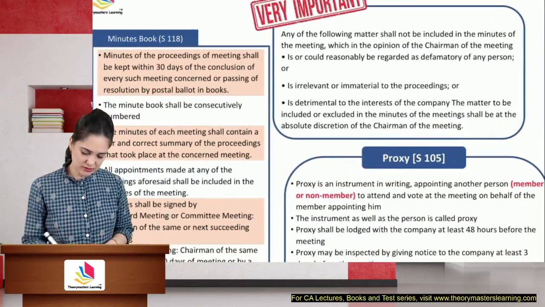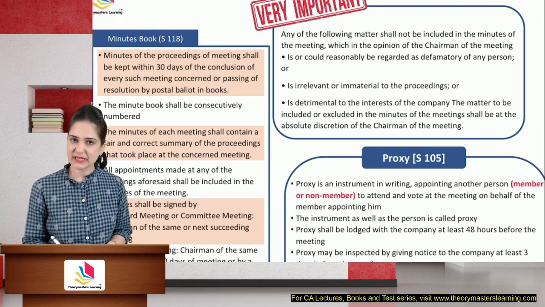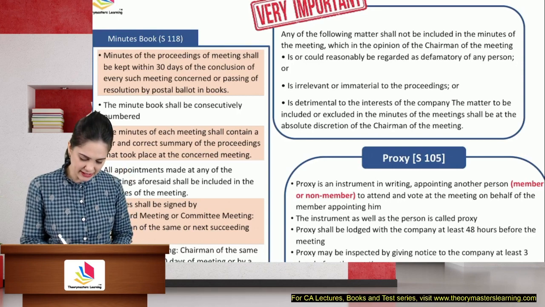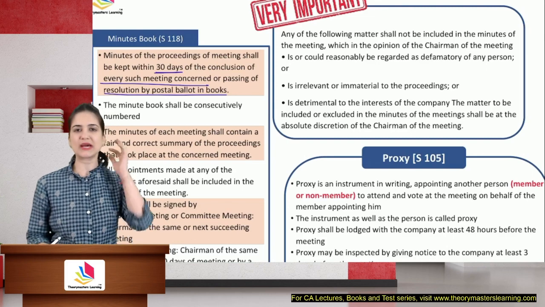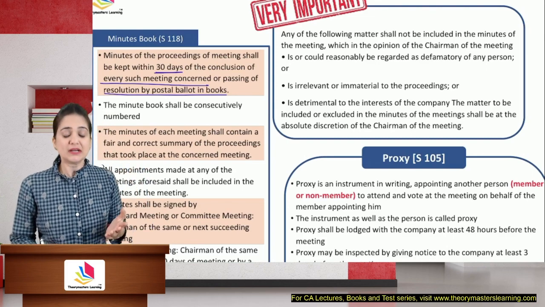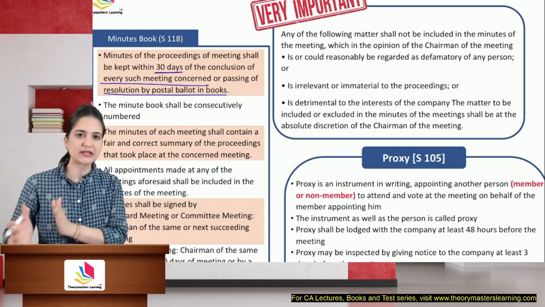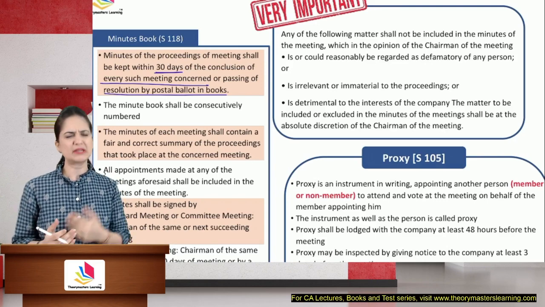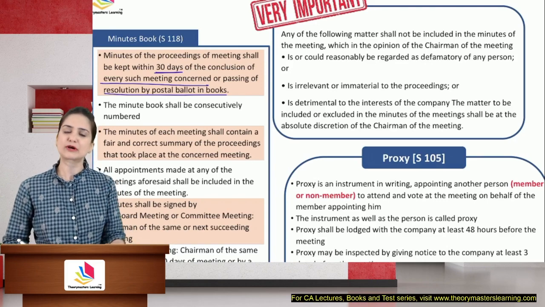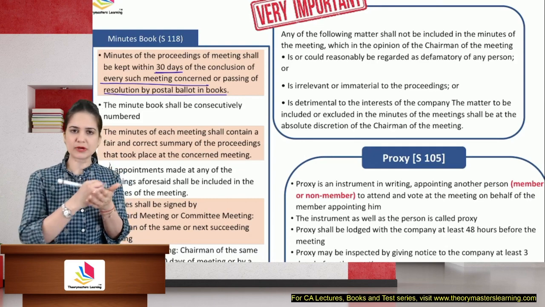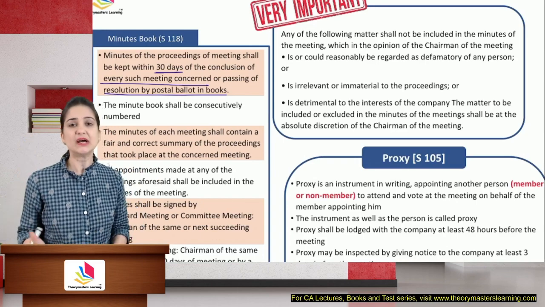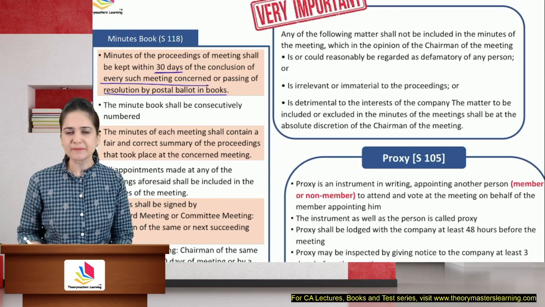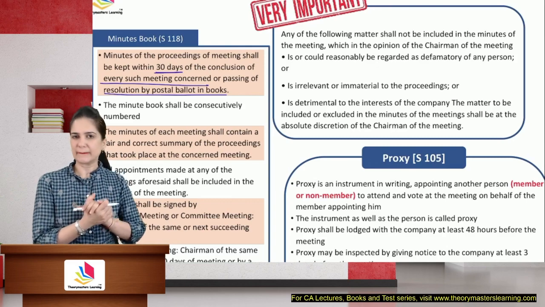The minutes book will contain proceedings of the meeting and will be kept within 30 days from the conclusion of every such meeting concerned or passing of resolution by postal ballot in the books. So as soon as the meeting is conducted, resolutions are passed, within 30 days, you need to properly prepare the minutes. That is generally done by the company secretary. He is also a part of the meeting, and he makes a note of whatever was going on in the meeting. Then after that, he will sit properly, draft the minutes, get it signed by the chairman of the meeting, and then file the document in the minutes book.